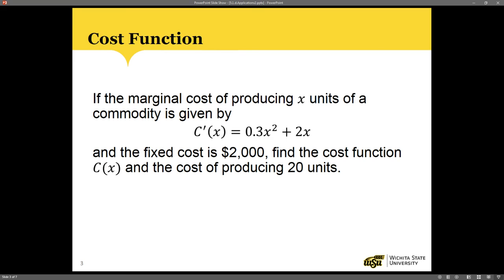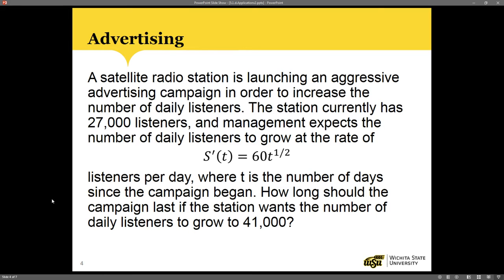and we know our fixed costs, and the fixed costs are 2,000, then we can find the cost function and therefore determine the cost of producing 20 units. We'll do this example in a moment. Another kind of example along this line is in advertising.